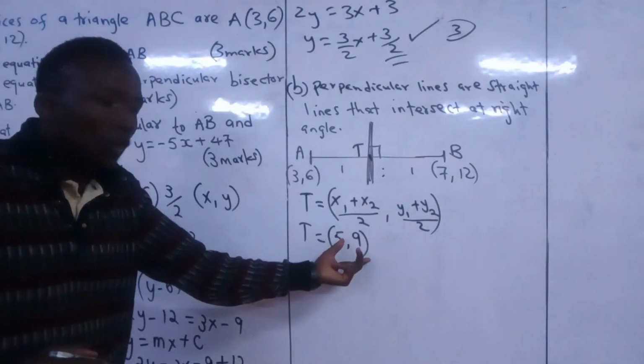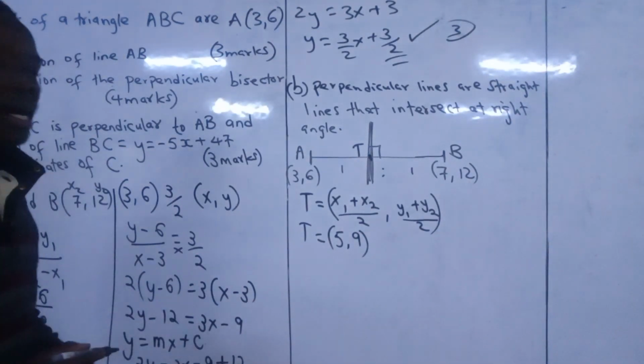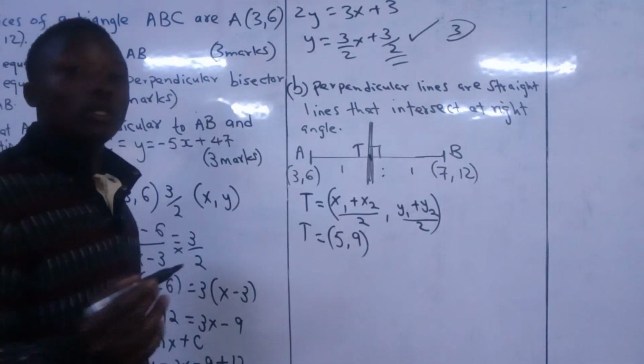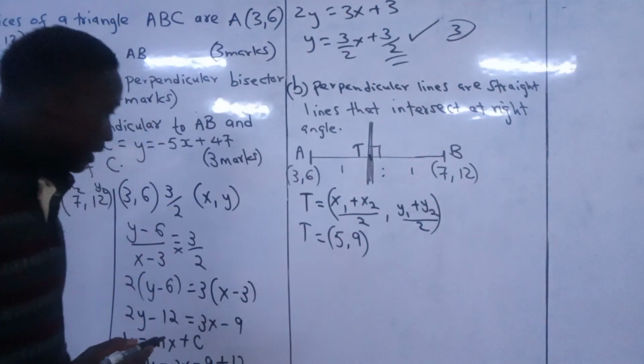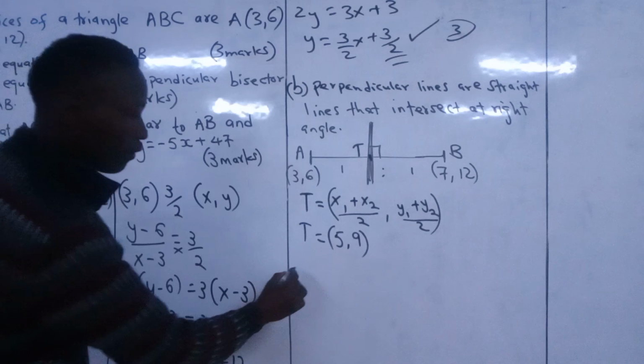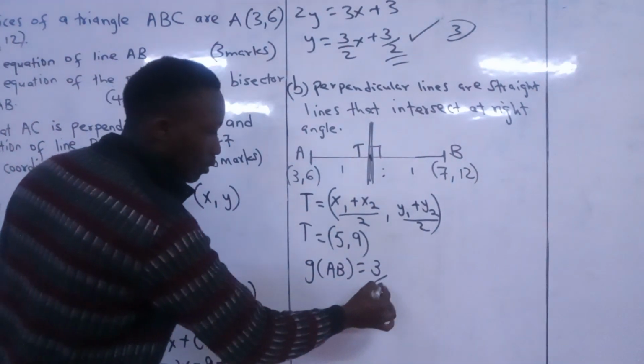So this is the point of intersection between AB and the perpendicular bisector. And by having that, we can now determine the equation of the perpendicular bisector. Remember, in our first equation, we had the gradient of AB. We had the gradient of AB as 3 over 2.